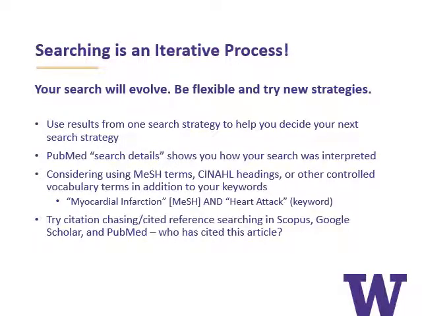Please keep in mind that searching is an iterative process. Your search will evolve, which means that you must be flexible and try new strategies. For example, use the results from one search strategy to help you decide your next search strategy. Check the PubMed search details to show you how your search was interpreted. Consider using MeSH terms, CINAHL headings, or other controlled vocabulary terms in addition to your keywords. And try citation chasing, or cited reference searching, in Scopus, Google Scholar, and PubMed. Who else has cited this article?